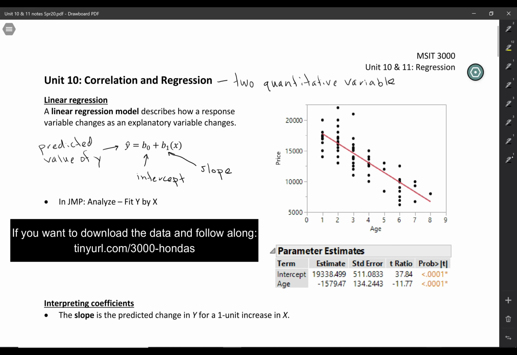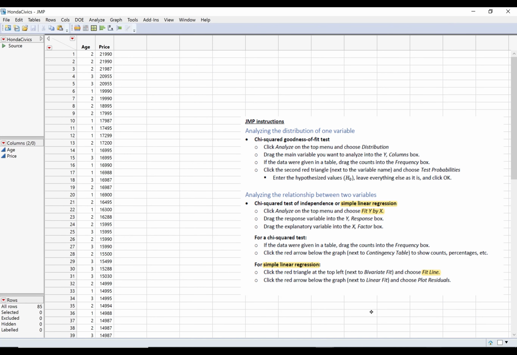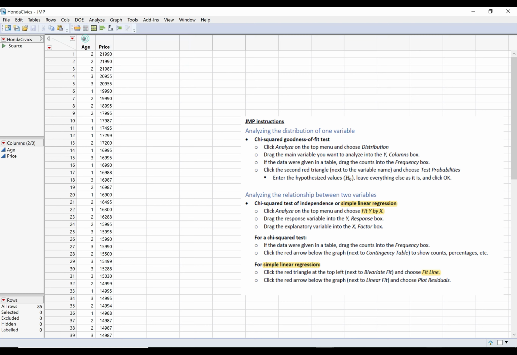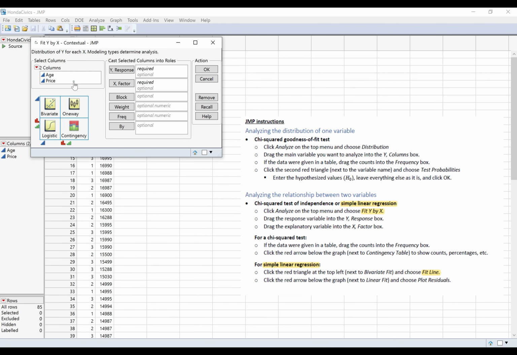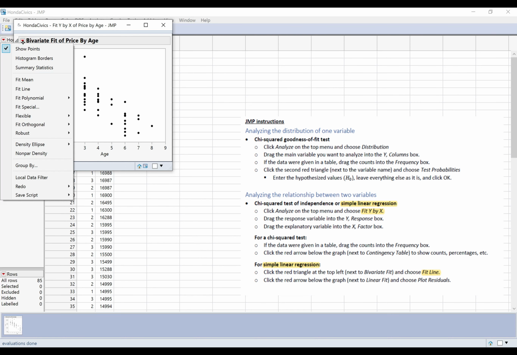So luckily this is really straightforward to do in JMP. I'll show you how to do it really quickly. So here's the Honda Civic data. We're going to do analyze fit y by x. Remember, that's what we've done in the past when we were looking at the relationship between two variables. So we'll put price as our y, that's our response variable. Age for x, that's our explanatory variable. And it pops up a scatter plot automatically. To do the regression, all we have to do is click the down arrow and choose fit line, and then all the rest of the information that we need comes out automatically, so that's really nice.